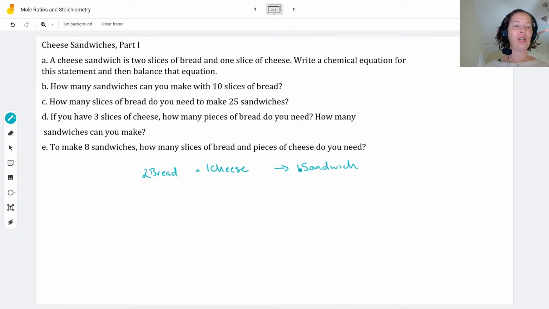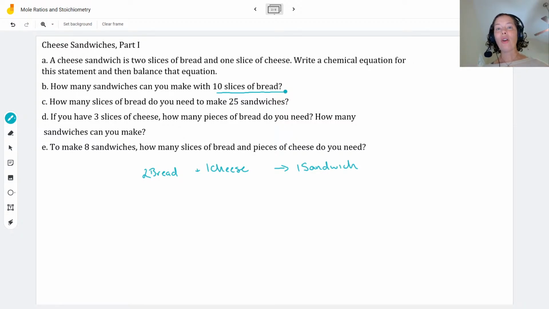So let's take a look at part B. How many sandwiches can you make with 10 slices of bread? Again, because I'm tying this to the real world, you don't actually have to write anything down. You're like, 10 slices of bread, I can make 5 sandwiches. It's not a big deal. But I want to tie it to the actual math because, again, this is the math that we're going to mimic when we're dealing with chemical equations.